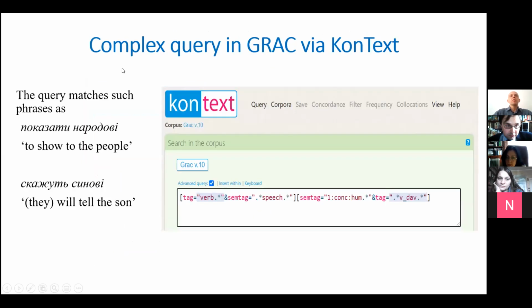Here is an example of a more complex query in Grok, presented using the context interface. As you can see, there is a combination of morphological tags, such as verb and the dative case, and a semantic tag. Here, the tag that we are focused on is speech. This query will retrieve phrases like показати народові or скажіть синові, and so on.